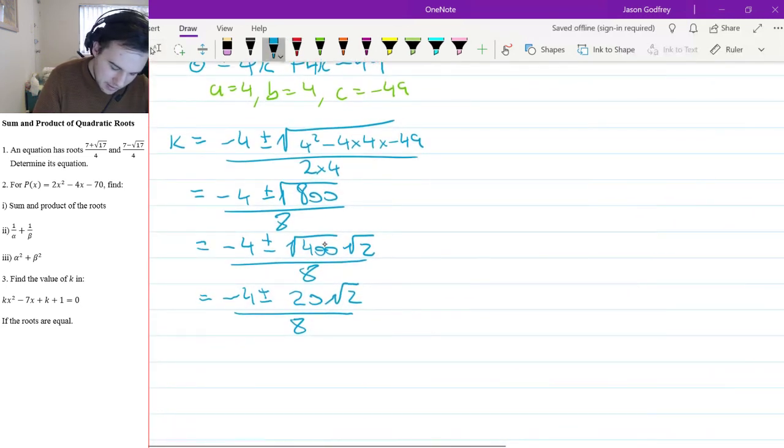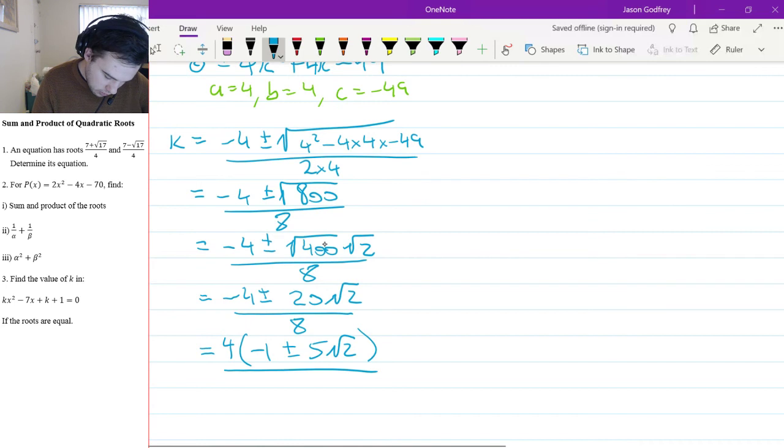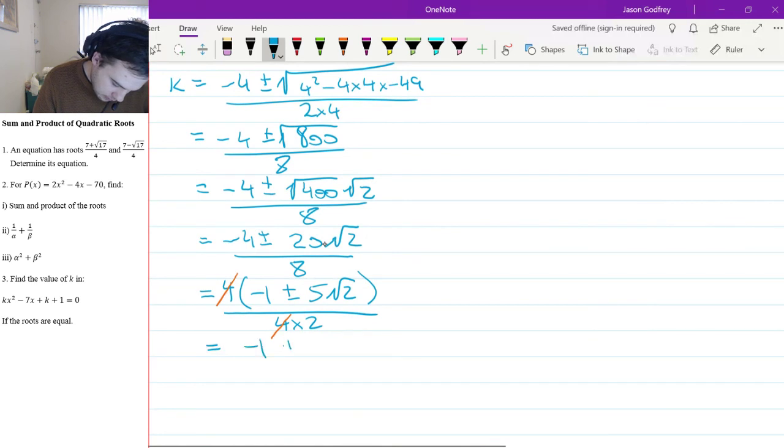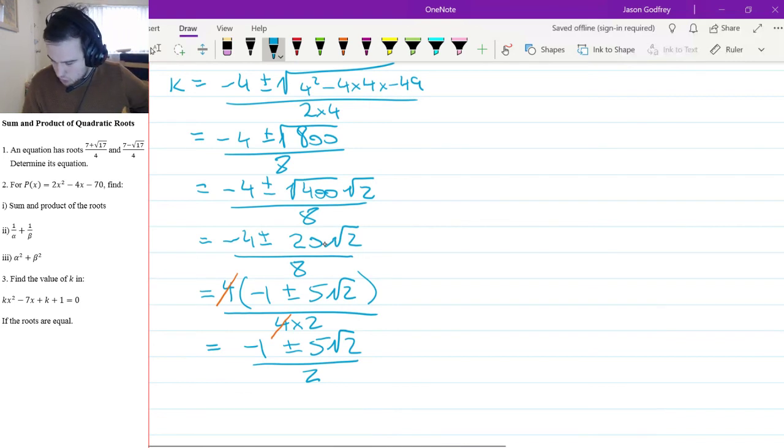Now, this was something in the test we just did. A lot of people were dividing throughout incorrectly. So I'm going to take the extra step to actually factorize the numerator. So 4 and 20 have a common factor of 4. So you've got, I'll keep the negative 4 outside, negative 4 times 1 plus or minus 5 root 2, all over 8. And if you factorize 8, we have 4 times 2, so you're dividing out 4 over 4. So that means k is negative 1 plus or minus 5 root 2 over 2.